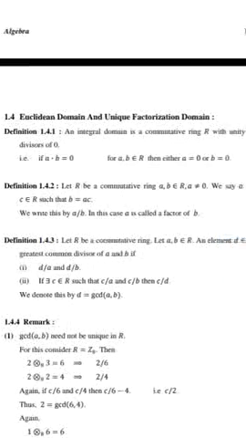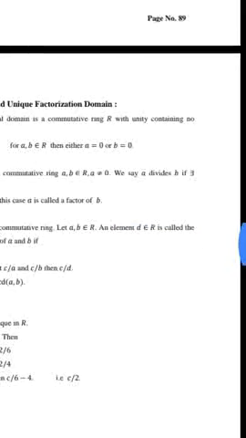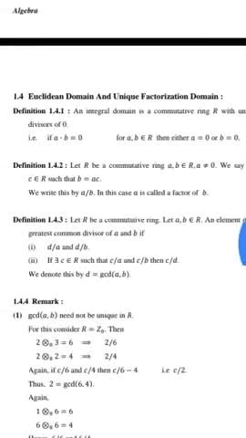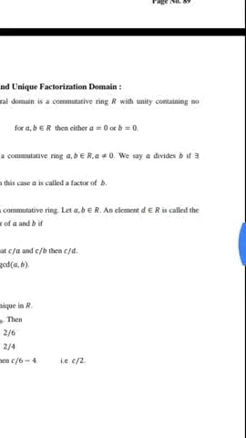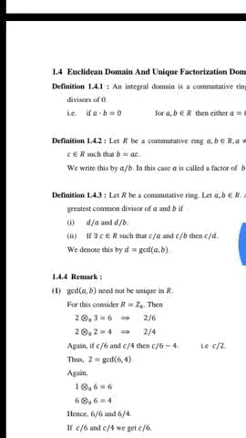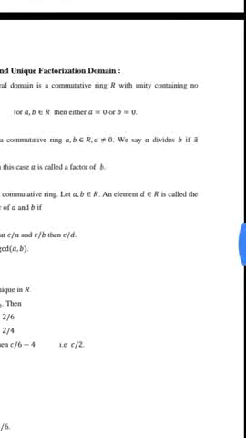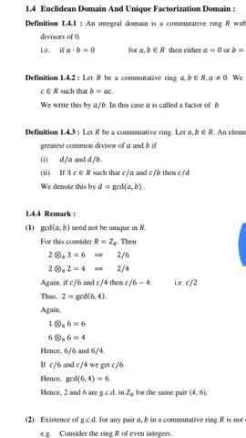An integral domain is a commutative ring R with a unity containing no divisor of 0. If A multiplied by B is equal to 0, for A, B belonging to R, then either A is equal to 0 or B is equal to 0.